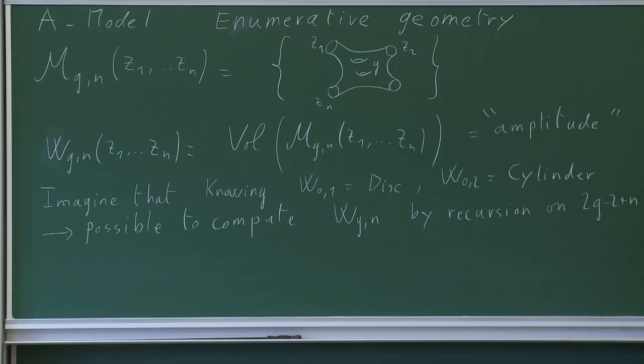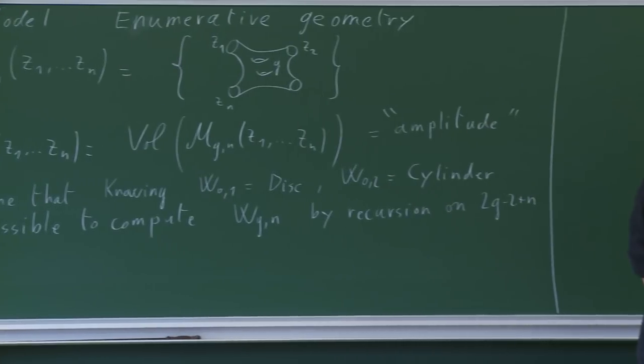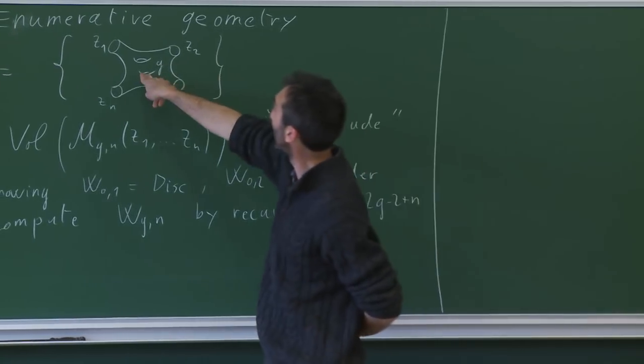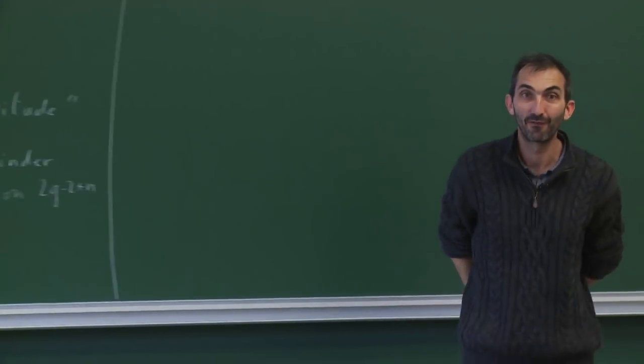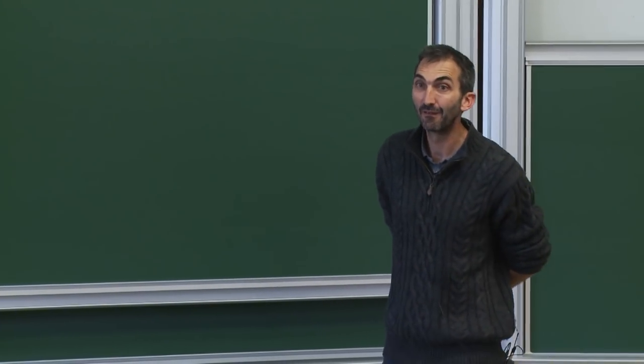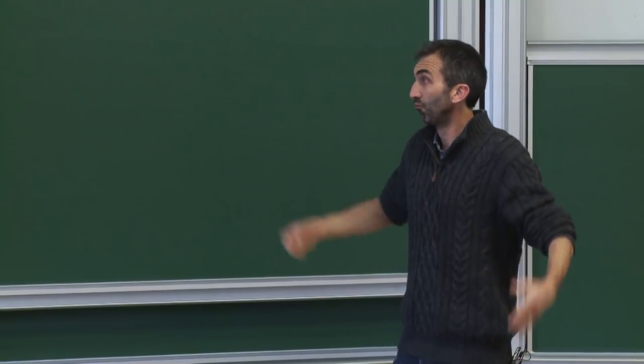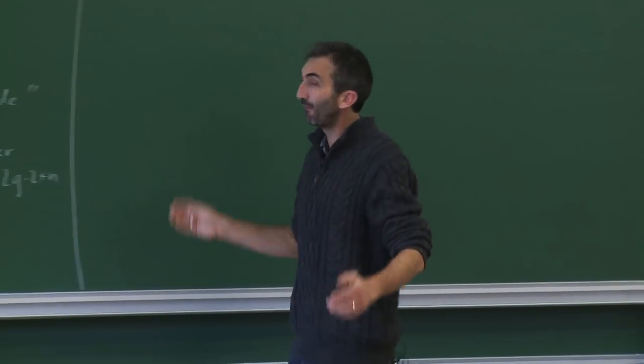I will give a precise example later. Sorry. 2g minus 2 minus n, it's a recursive surface. Okay. So the Euler characteristic of the objects that are inside the space. And the I's are complex numbers. For the moment, they are whatever you want.